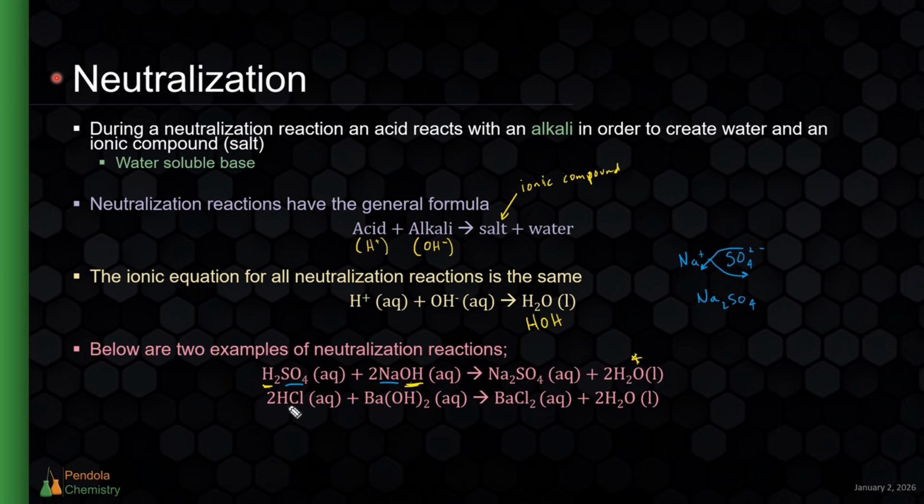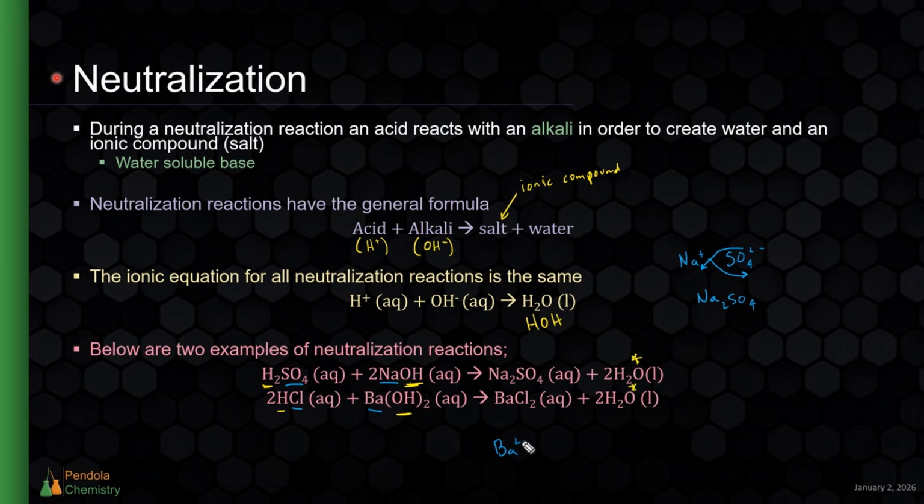Similarly, we have hydrochloric acid, HCl, that chlorine there being the anion, and barium hydroxide, with the barium being the cation. The hydrogen from the hydrochloric acid and the hydroxide from the alkali, the barium hydroxide, create the water, again, which is present in all neutralization reactions. And then the barium and the chlorine come together to create the barium chloride.